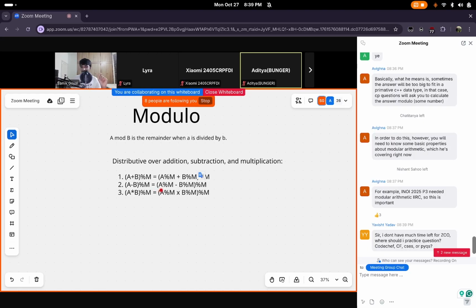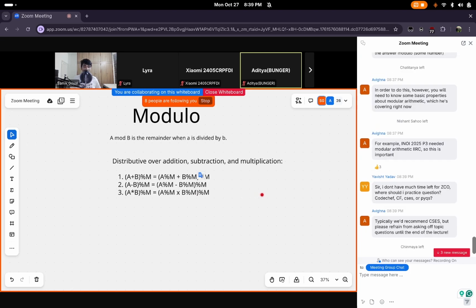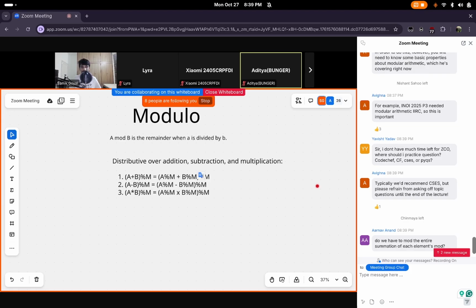Now, the main thing that you might have noticed is I didn't talk about division, because division is slightly complicated. So technically, modulo division is out of syllabus for the IOI. So it is out of syllabus for the ZCO and the INOI as well.